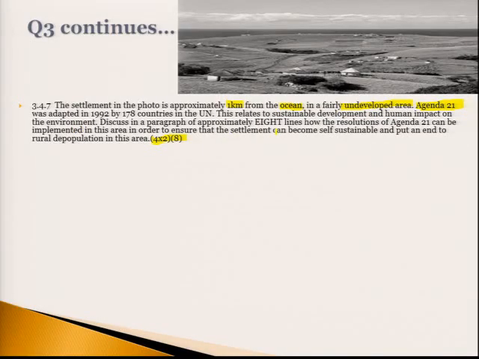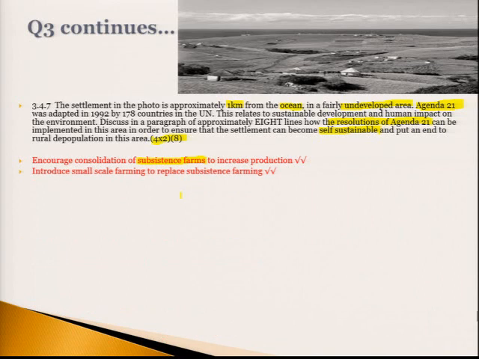Discuss in a paragraph, approximately 8 lines, how this resolution of Agenda 21 can be implemented in this area in order to ensure that the settlement can become self-sustainable and put an end to rural depopulation. What can we do to stop people moving to urban areas? Agenda 21. Number 1, we say encourage consolidation of subsistence farms. They must now combine them, introduce the one that we have just talked about, small-scale farming, and sell to the local market, and replace this with your subsistence farming.